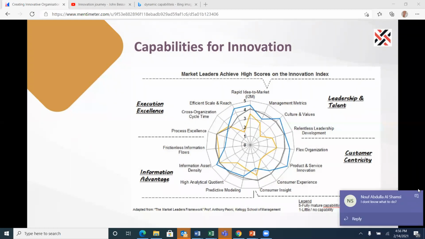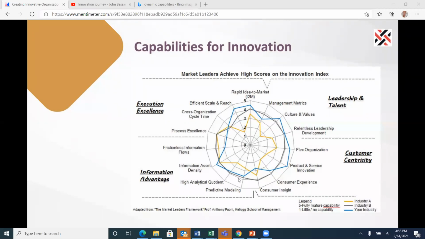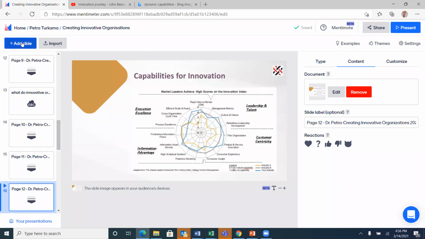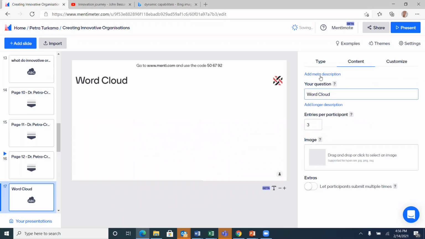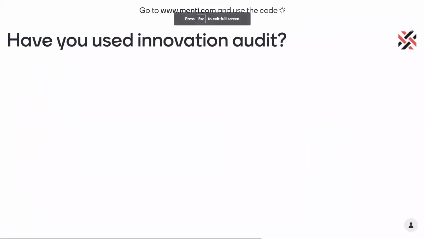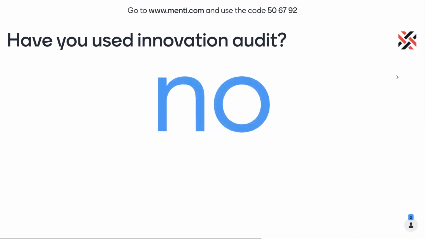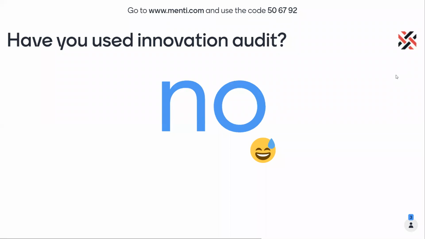Has any of you used it, does it look familiar to you? I put it in the word cloud again. Have you used an innovation audit? It can be quite a simple tool. You can make it complicated as well, but I think it would be good to keep it simple, keep it relevant, not to have too many different dimensions. But it is quite a nice tool. It's a bit like a SWOT analysis or similar, where you're looking into your strengths and weaknesses, but it's very visual and it's focused on innovation specifically.